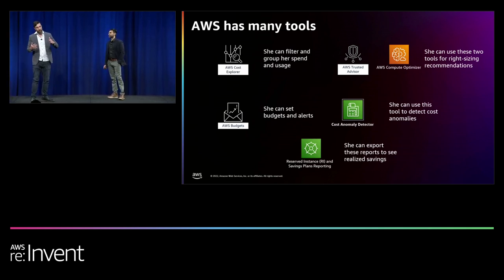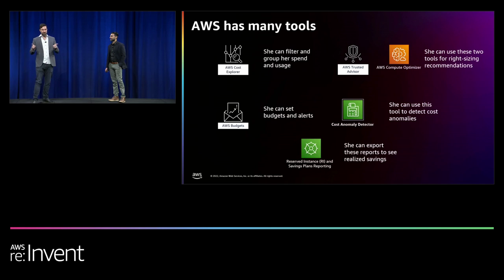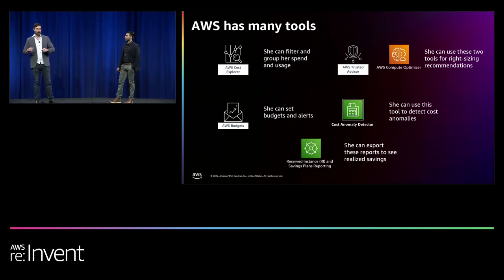I can have them auto-increase based on percentage of spend. It can even alert me if I'm forecasted to spend more than what my budget is set for. There's also cost anomaly detection. Cost anomaly detection is fantastic, because it is a machine learning model that's trained on AWS cost and billing data. And so that can alert me if I have an anomaly.